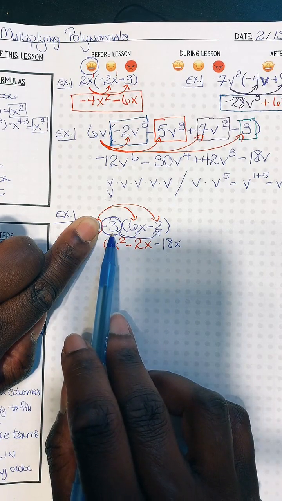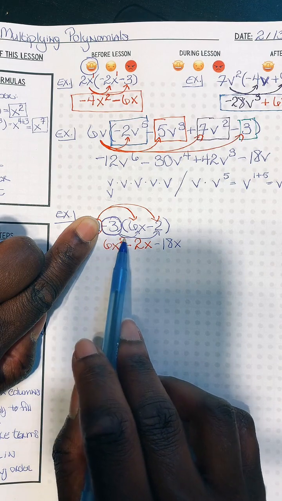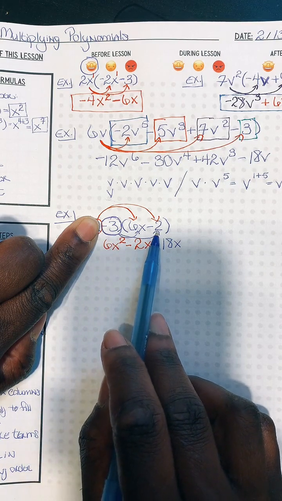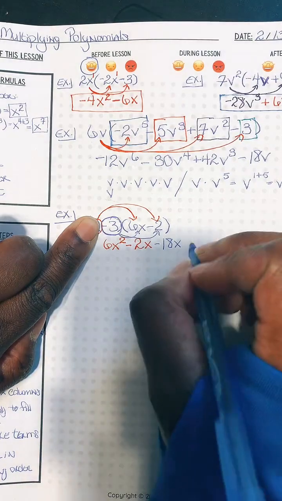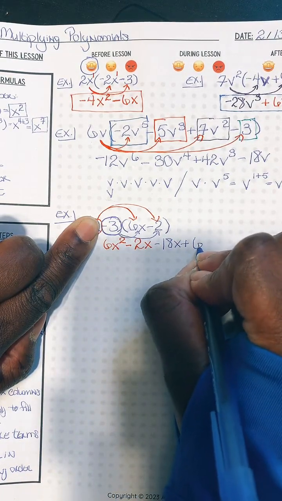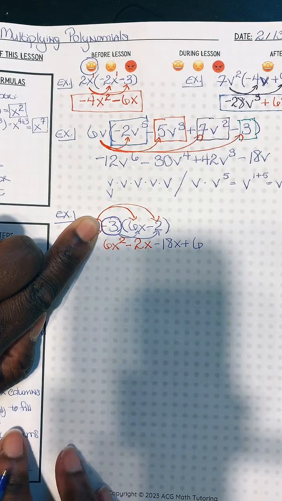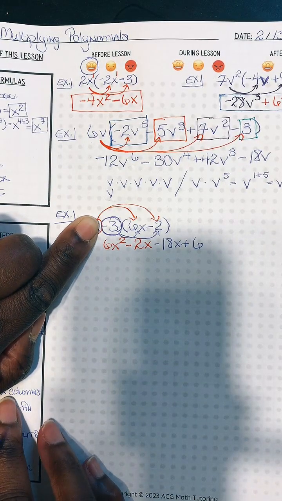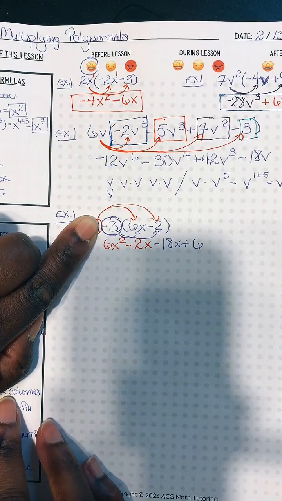Then I'm going to distribute again. Negative 3 times negative 2. And negative times a negative gives me a positive. And 3 times 2 gives me 6. Okay, good. I see a lot of people with the negative 18x plus 6.